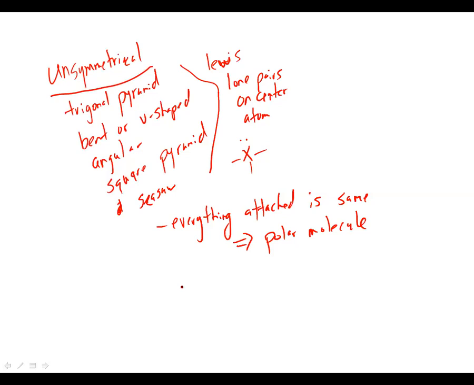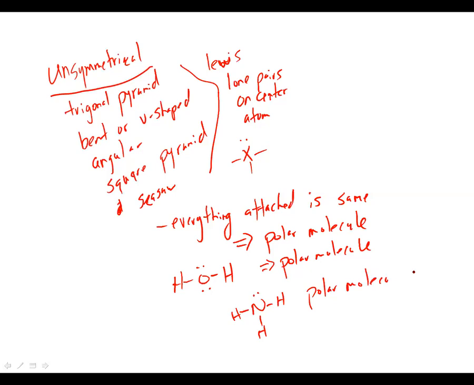So for example, if we look at the water example we just did, when we draw our Lewis structure, we see dots on the center atom, and everything on the outside is the same. We know automatically this is going to be a polar molecule. Same thing, for example, if we had NH3: if we draw our Lewis structure, we see dots on the center atom, everybody on the outside is the same, going to be a polar molecule. Any questions on that?